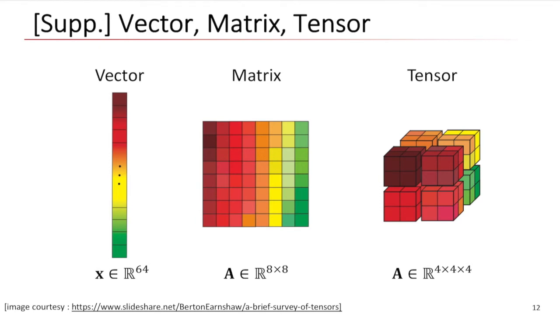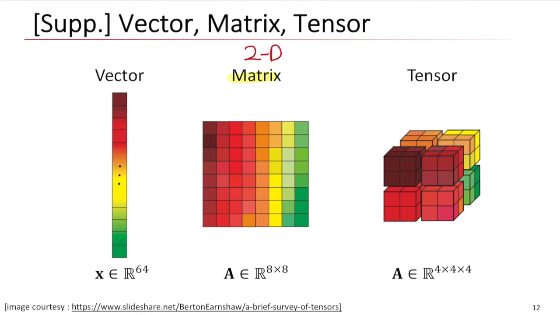Okay, let's see one more thing. In this lecture, we are just talking about the matrix, but there is other terminology that represents an array of values. As we discussed, the matrix was a 2D array of numbers.